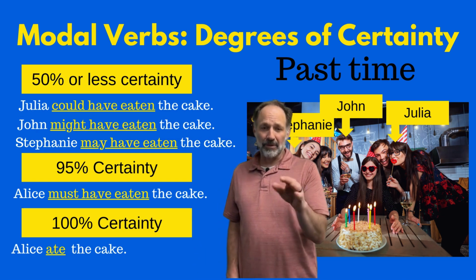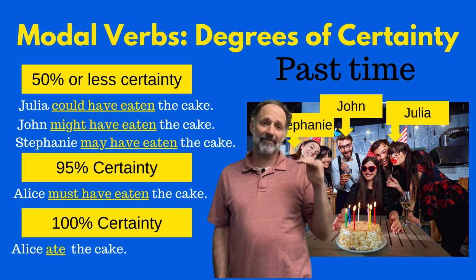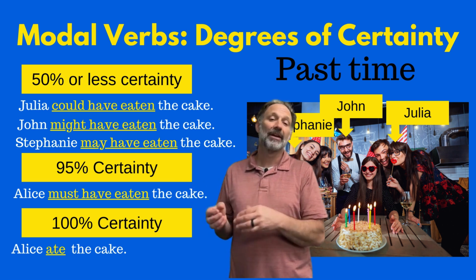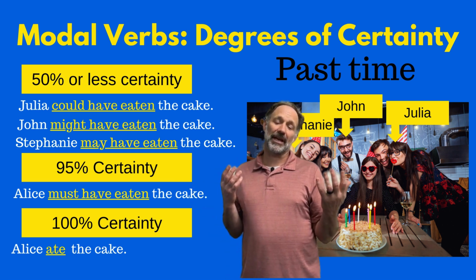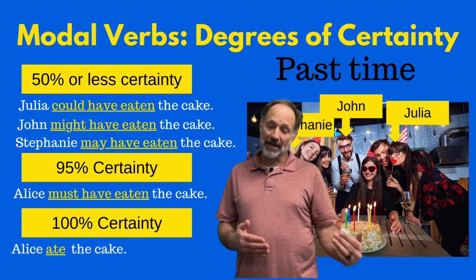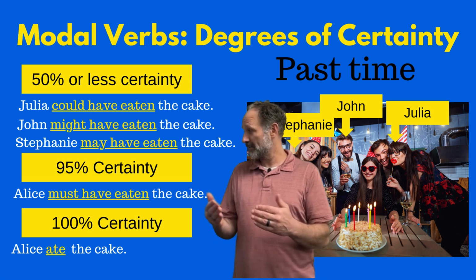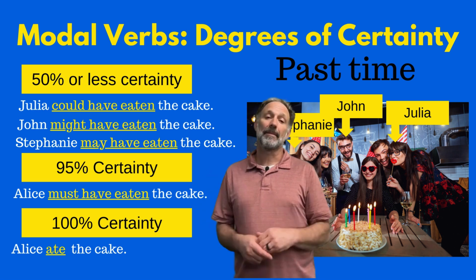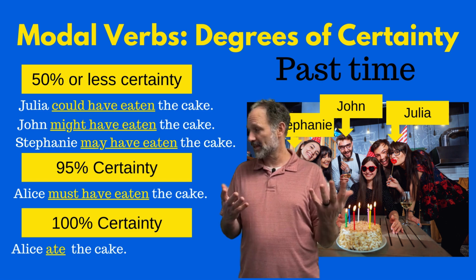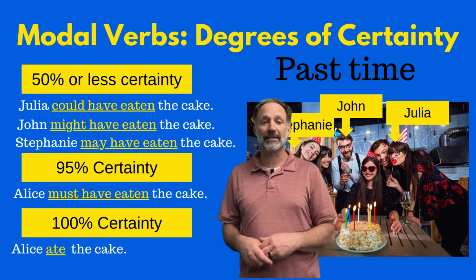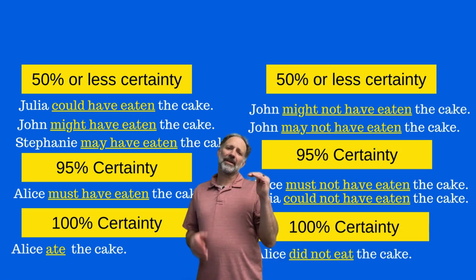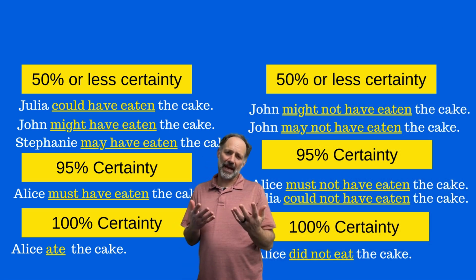A quick review. We have could have, may have, might have, plus the past participle, or the V3, for 50% certainty or less. For 95% certainty, we say must have plus the V3. For example, Alice must have eaten the cake. And then for the 100%, we just use the verb. Alice ate the cake.